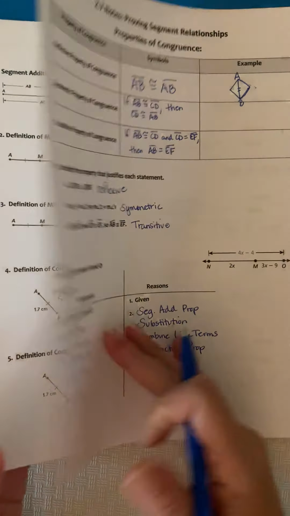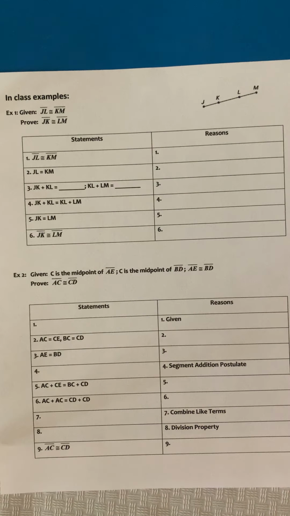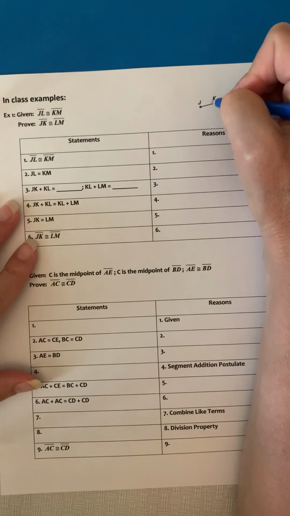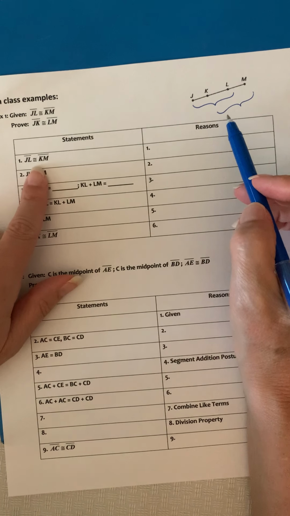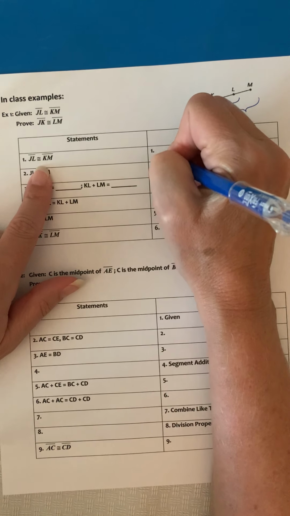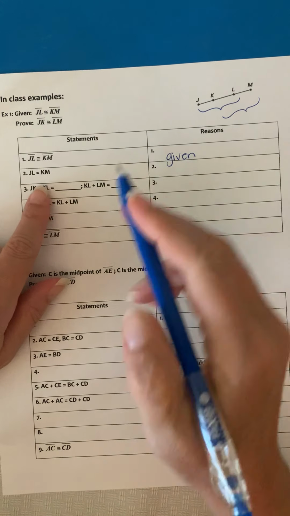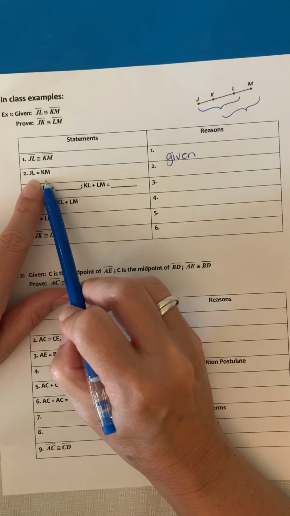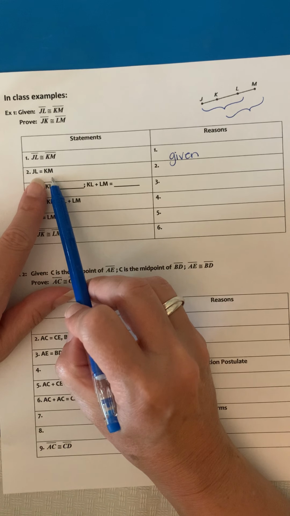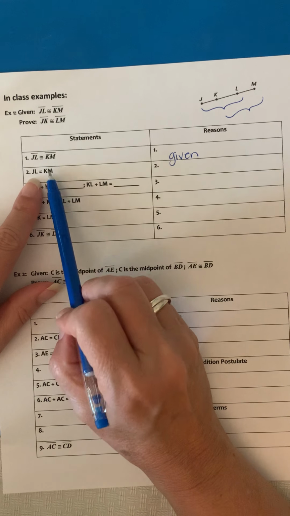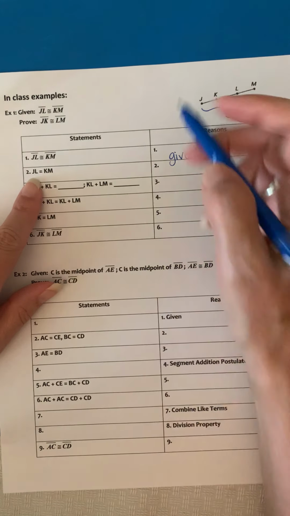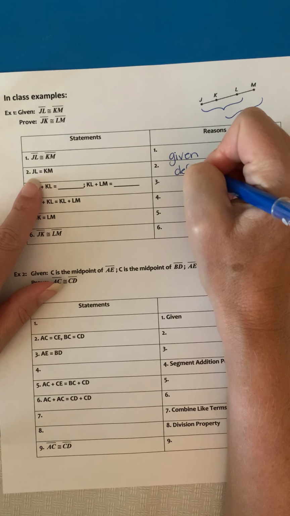So we did page 2 already, so I'm going to skip ahead to page 3. On page 3, we are given that the length of JL is congruent to the length of KM. Those two are congruent. So this first step, like I told you, almost always is given. Then if I look here, it says the length of JL is equal to the length of KM. I only look at what's above. I don't look at what's below. If I look from here to here, they're the same except I went from congruent to equal. So therefore, this is definition of congruence.